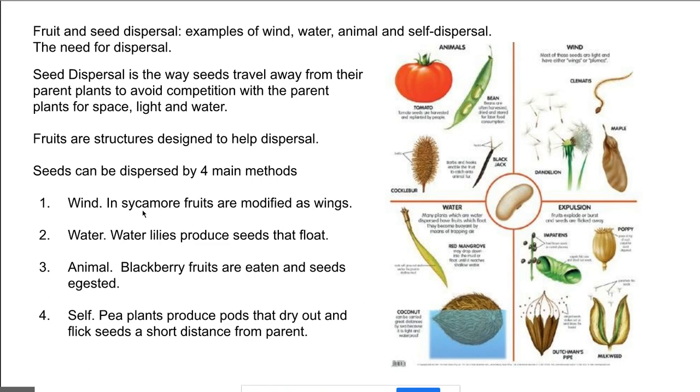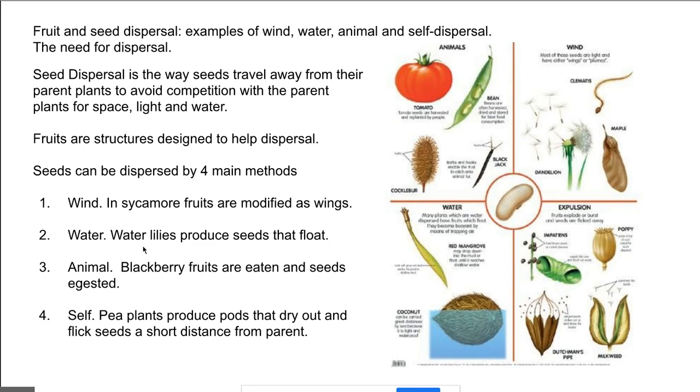So in wind dispersal, the plants make use of the wind to blow the seeds some distance away from the parent plant. So the fruit is going to be modified in some way to catch the wind. The example you might learn is sycamore, where the seeds are surrounded by a fruit that is modified as wings. So we have something similar to this. We'd have wing-shaped fruits and a seed at the center. Other examples will be dandelion. Dandelion seeds have little parachutes that are caught by the wind and carried many kilometers away. So the wind can scatter the seeds.